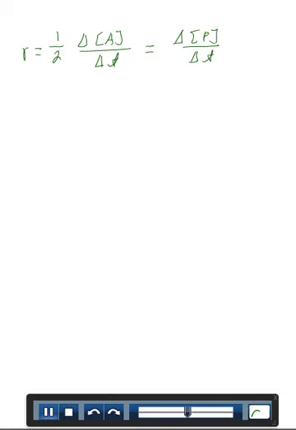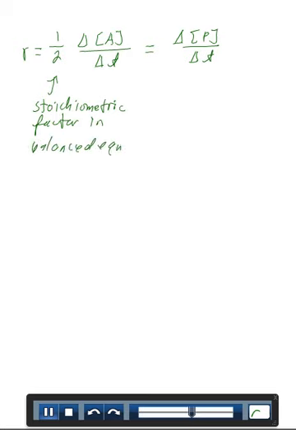We use this factor 1/2, and that's the stoichiometric factor in the balanced equation, and that just gives us a rate independent of whether we're relating it to a reactant or a product.